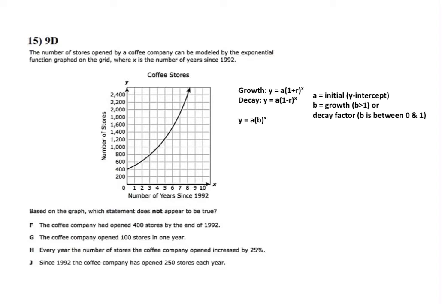The number of stores opened by a coffee company can be modeled by the exponential function graphed on the grid. Okay, so it tells us immediately that this is an exponential function, where x is the number of years since 1992. So 1992 is the starting year. Okay, that's the starting year. And so it says based on the graph, which statement does not appear to be true?